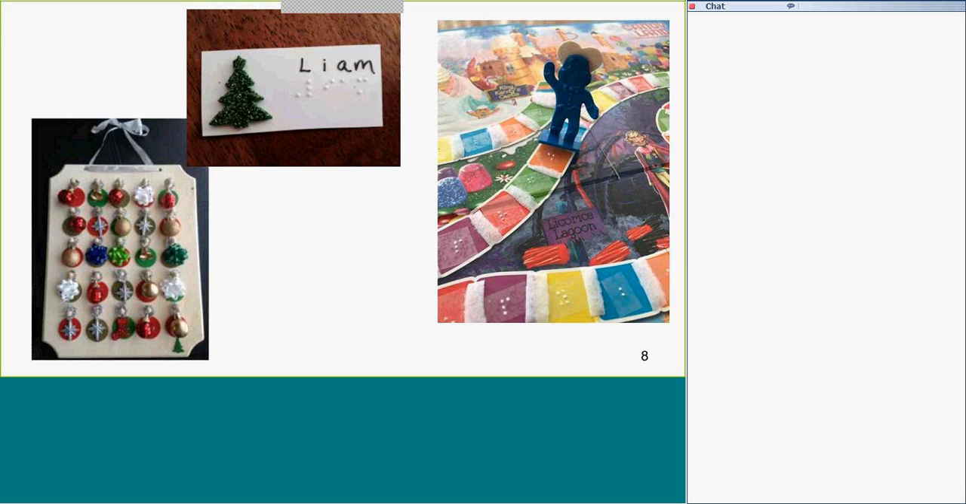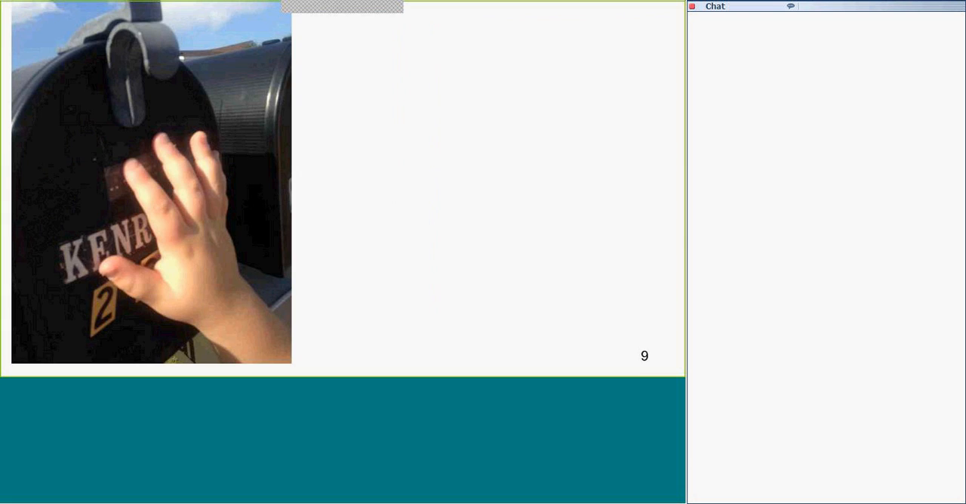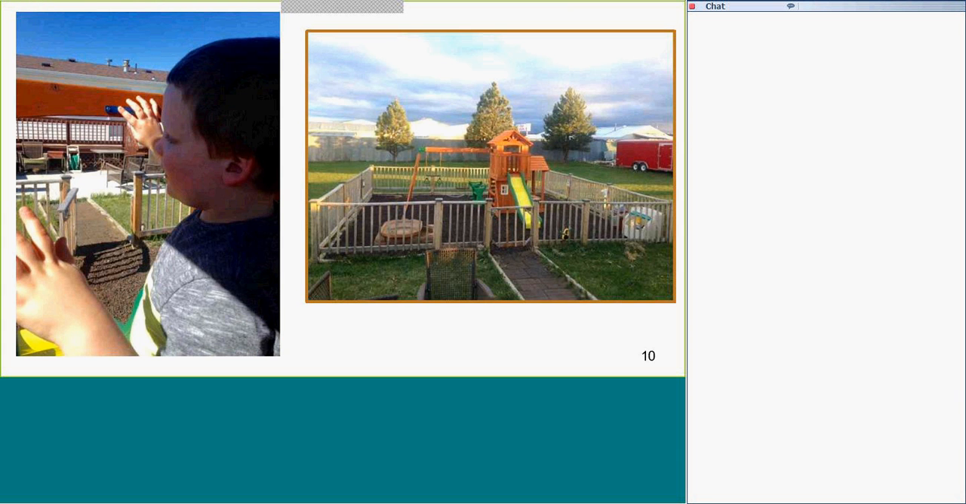The picture lower left is an advent calendar, and those little circles, there's 25 of them, and they're numbered 1 through 25. So December 1st, the countdown all the way to Christmas, you add a little ornament. Very hands-on, very accessible and tactile. Everything he can touch. Another is just the environment, like house numbers. We add braille to that. You can add braille to anything that shows that braille has power and has meaning, and it's accessible to him.